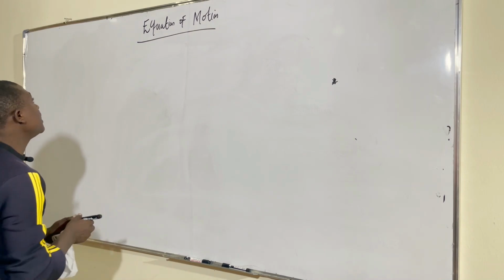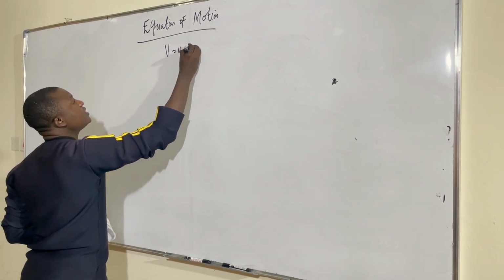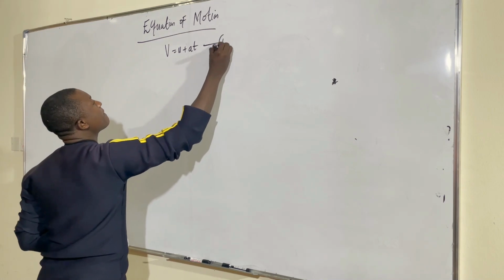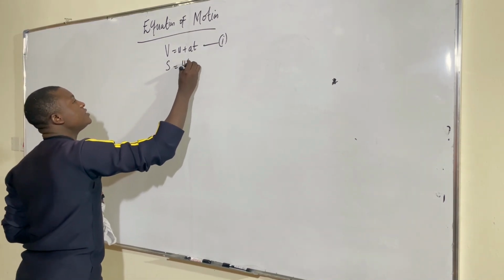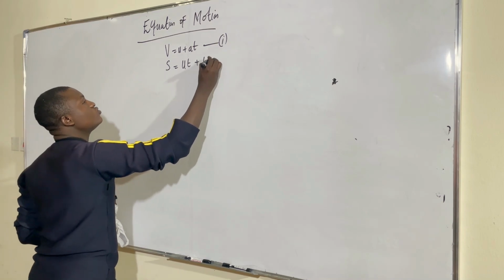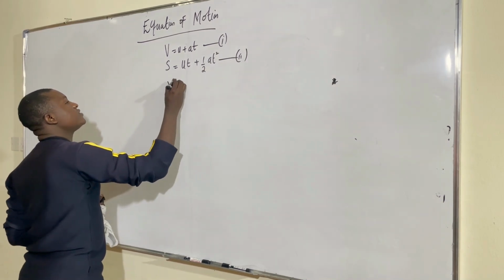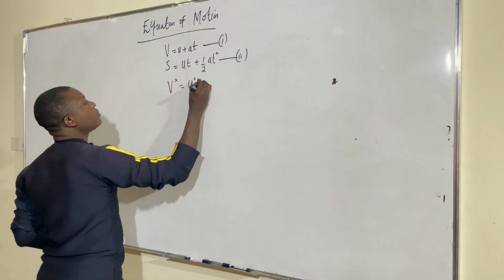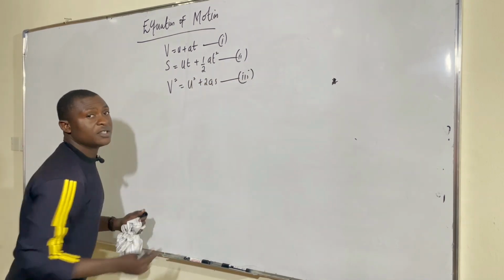The first one we derived, we say v equal to u plus at. This is equation 1. Now the second one we derived, we have x is equal to ut plus 1 over 2 at squared. This is equation 2. And the other one is v squared equal to u squared plus 2as. This is equation 3. These are the three that we derived.